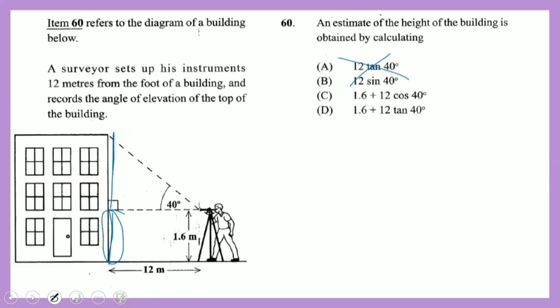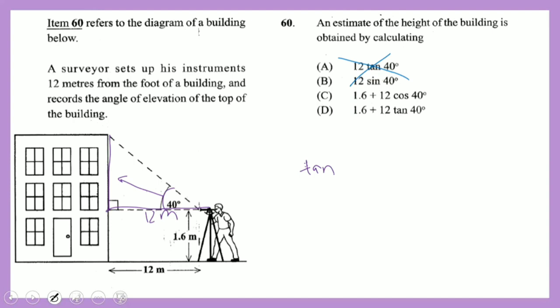Now we need to use what we know to find out what is the height for the rest of the building. We know that this part right here is 12 meters, and we want to know over here, which means since 40 is right here, we have our adjacent and we want our opposite. So that's going to be the tan ratio. So you kind of already pick up, say, answer D, but let's go.